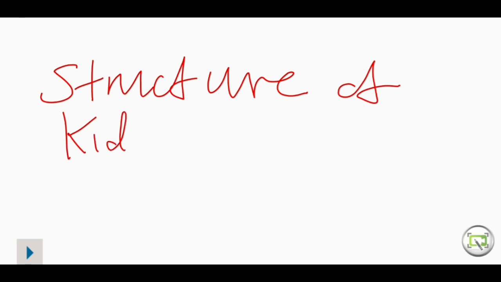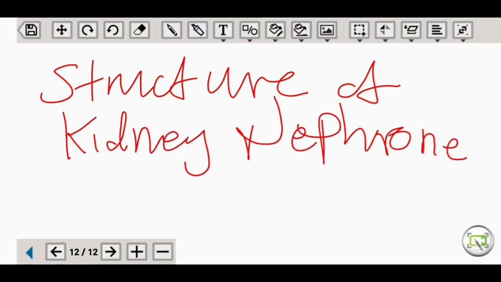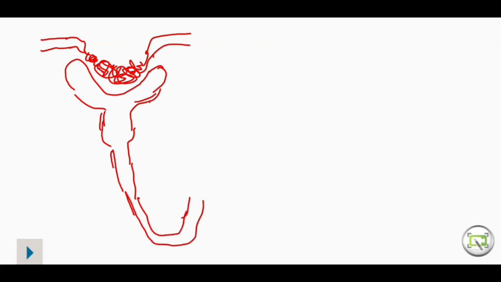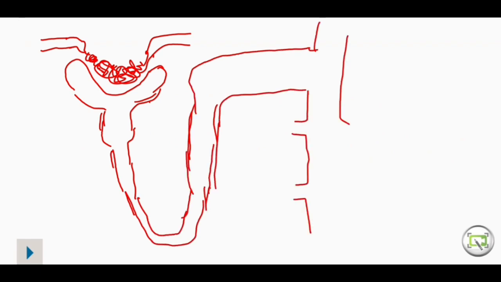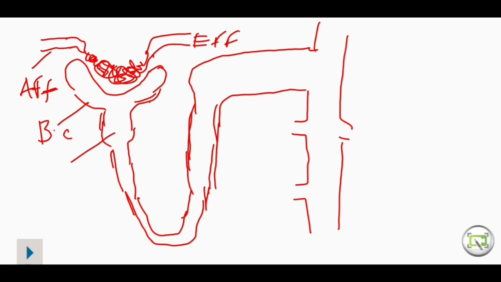Let us now draw the structure of the kidney nephron. We put all the structures we've talked about in place. So this is the structure. We have the afferent arteriole, then we have the efferent arteriole, then we have the Bowman's capsule, we have the proximal convoluted tubule, we have the descending limb of the loop of Henle.